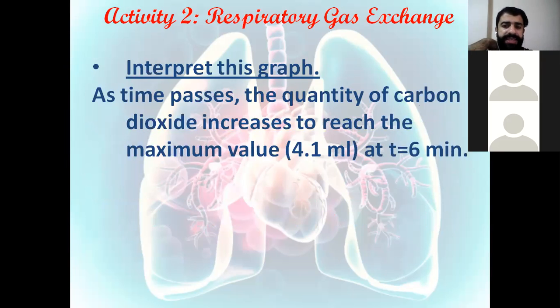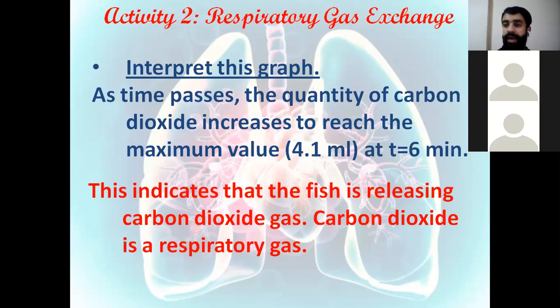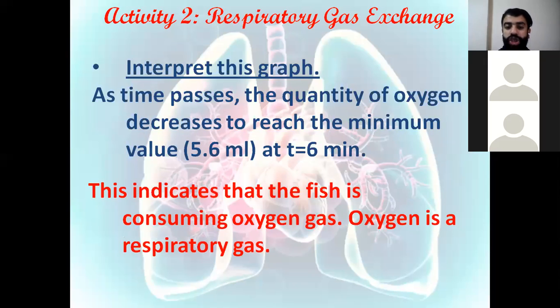While as time passes, the quantity of carbon dioxide increases to reach the maximum value of 4.1, the highest value, at time equals 6 minutes. This is the analysis. Interpretation needs indication. So this indicates that the fish is releasing carbon dioxide. So carbon dioxide is a respiratory gas. If you notice, I said here it is releasing carbon dioxide, and here I said it's consuming. From now on, you don't have to say, for example, the fish is using oxygen gas. No more the word using. You have to use the word consuming instead of using.